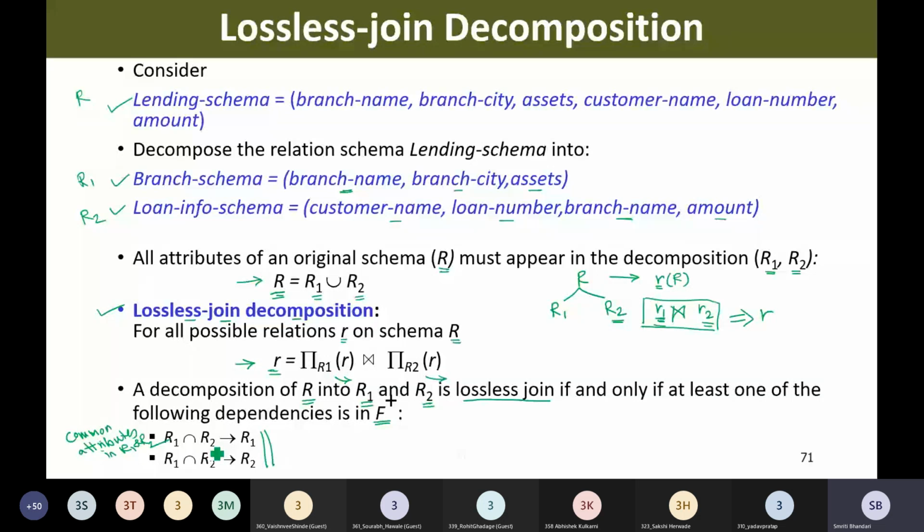Right? So if I am having this relation schema R1 and this relation schema R2, what will I get in R1 intersection R2, for this example? Branch name? Yes, correct. So branch name is common in R1 and R2. So R1 intersection R2, in this example, we will get branch name.